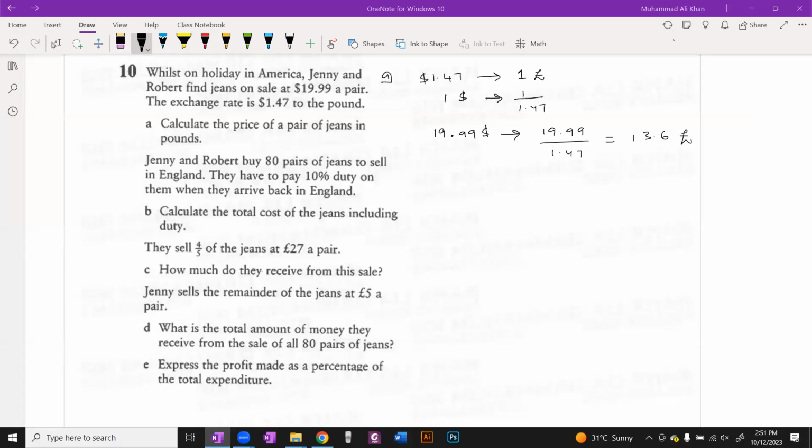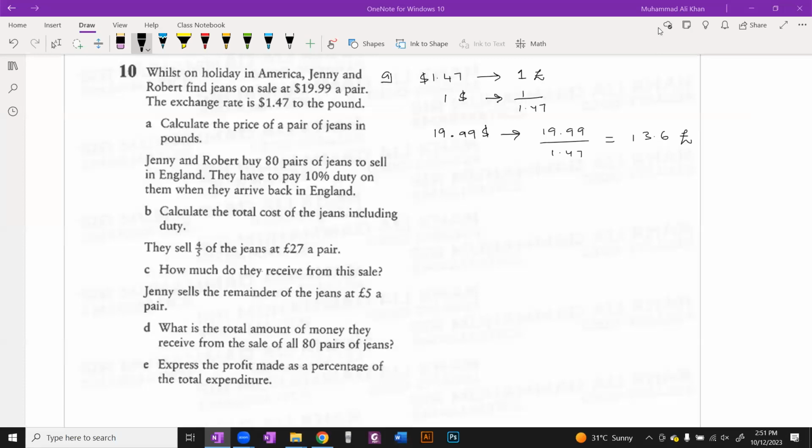Now, Jenny and Robert buy 80 pairs of jeans to sell in England. They have to pay 10% duty on them when they arrive back in England. England में sell करने के लिए 80 pairs लिए इन्होंने. Calculate the total cost of jeans including duty. With duty हमें total cost calculate करनी है. तो आइए जनाब करते हैं.